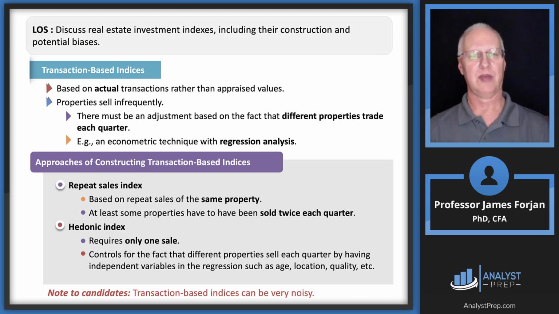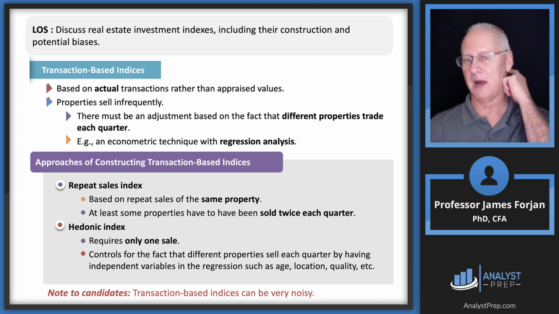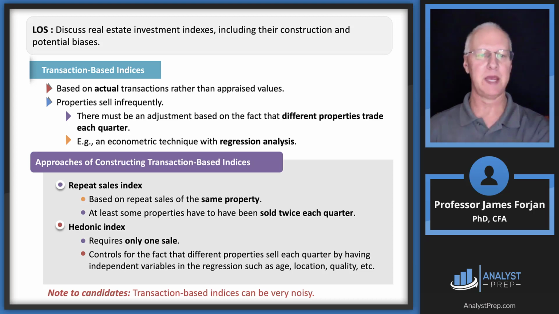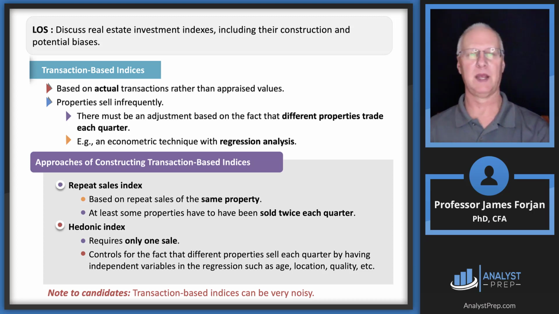All right, how about transaction-based indexes? A repeat sales index is based on repeat sales of the same property. So you have to decide, what does repeat sales of the same property mean? Does that mean once a month? Probably not. Does it mean once a year? Well, that sounds like too long of a time period. Notice we have in bold there the reading mentioned, sold twice in each quarter.